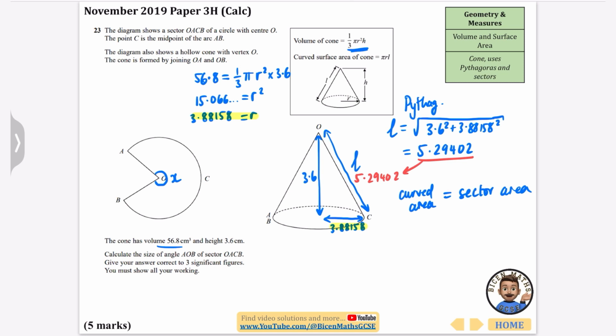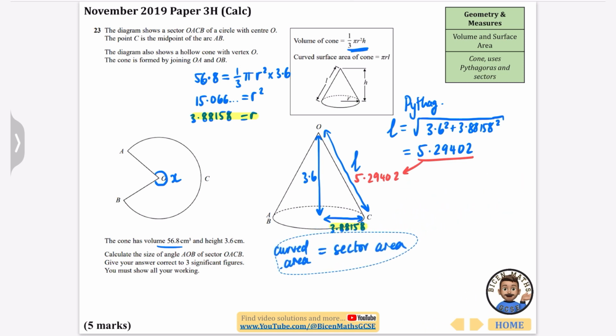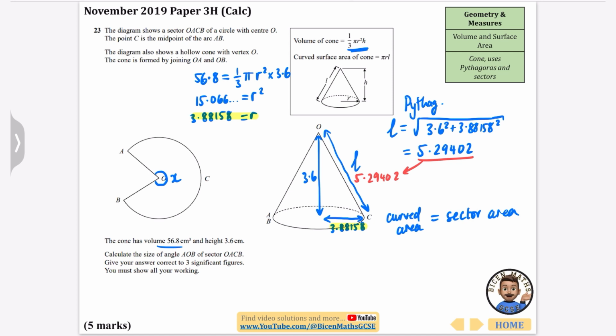Now, let me put this just a little bit lower down so I can show where everything is going to be. I'll do it here, okay? So the curved area is going to be this part here. It is going to be pi times the radius, which is 3.88158, times L, which is 5.29402. Now that is equal to the sector area. Now the area of this sector is going to be some angle, the thing that we're looking for, x, some angle out of 360 multiplied by the area of the whole circle. Now the area of that whole circle is pi multiplied by the radius squared.